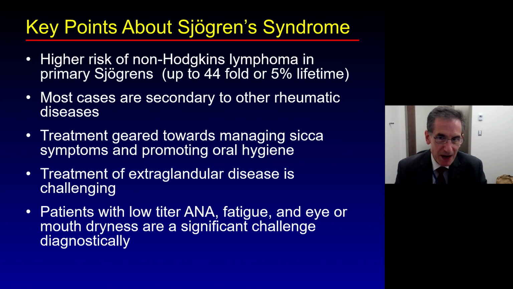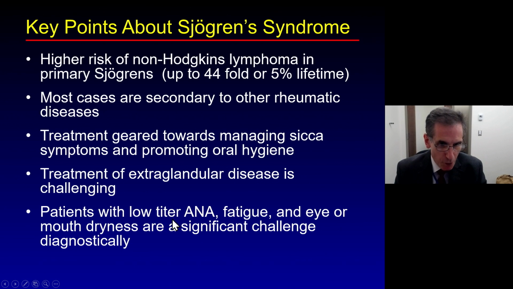So the key points about Sjogren's: this is a higher risk of non-Hodgkin's lymphoma, about 5% lifetime risk over the normal. Most cases are secondary to other rheumatic diseases. Treatments are geared toward managing Sjogren syndrome and optimizing and promoting oral and ocular hygiene. Treatment of extraglandular disease is challenging.